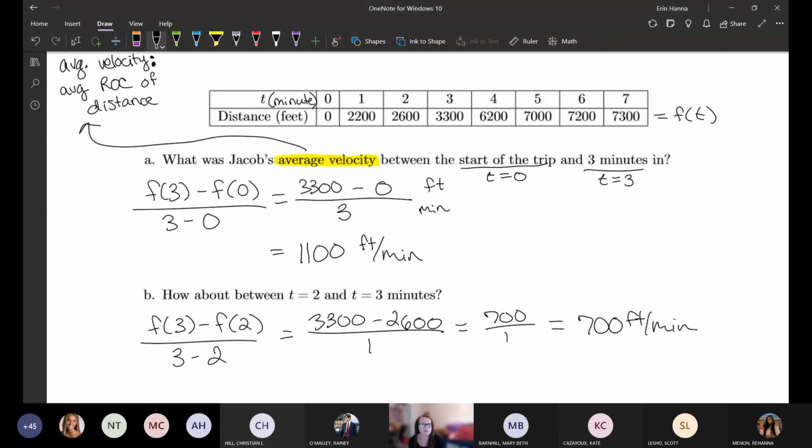So same idea, just a table now instead of a function. So we don't need to plug anything in, we just pull things off. And again, the other main thing is to recognize that average velocity is just an average rate of change. Questions, concerns on those two before I scroll down?